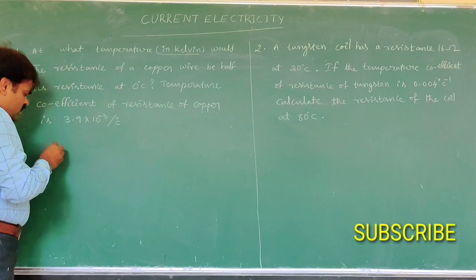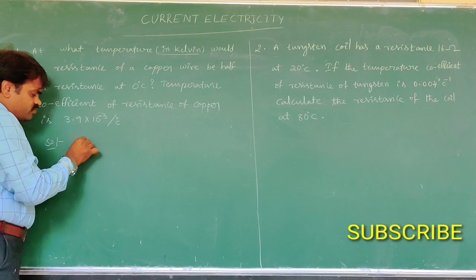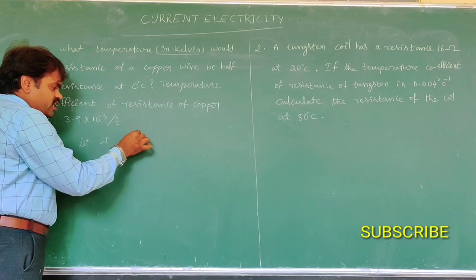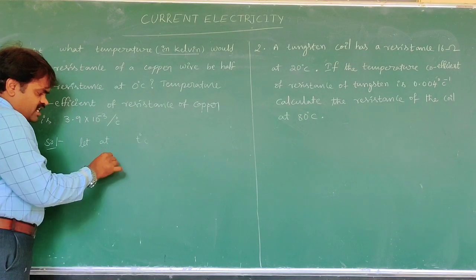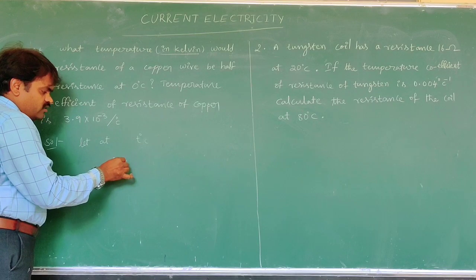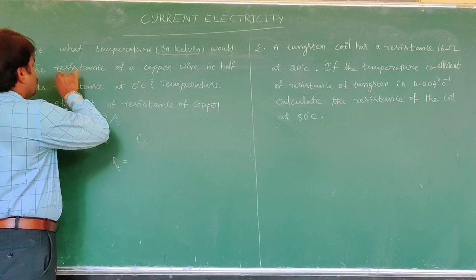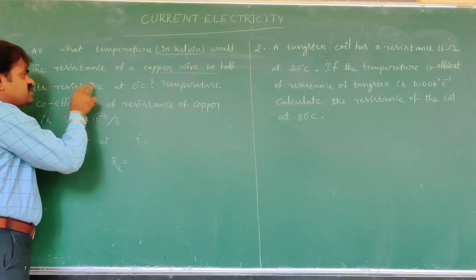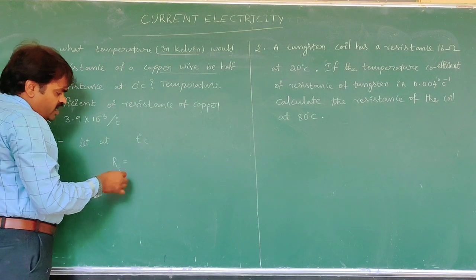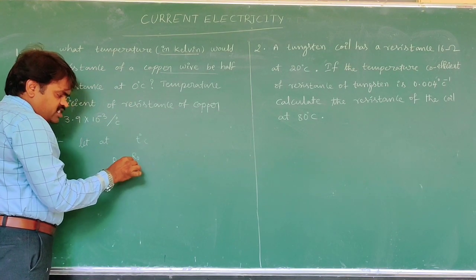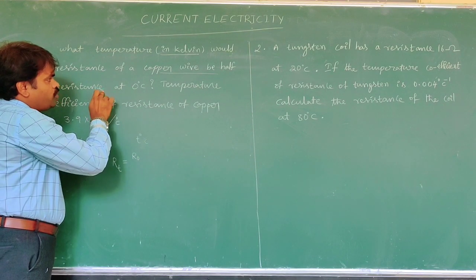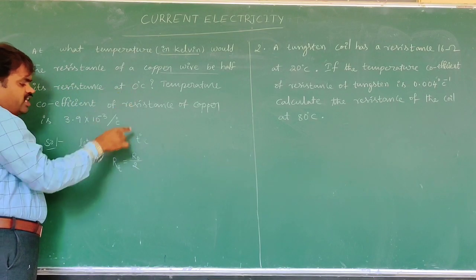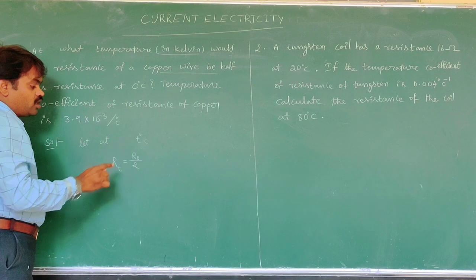Now here, let the temperature be T degrees Celsius. At T degrees Celsius, the resistance we consider is RT. According to the problem, at that temperature the resistance of the copper wire is half its resistance at 0 degrees Celsius. Resistance at 0 degrees Celsius is R0, so RT is equal to R0 by 2.